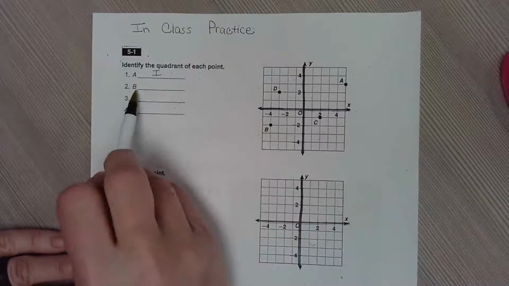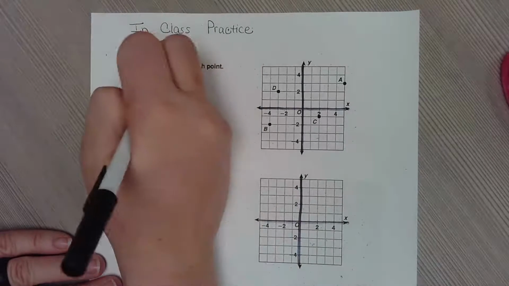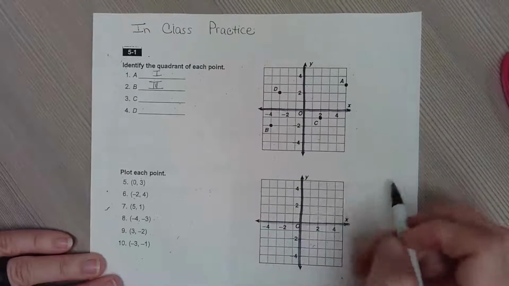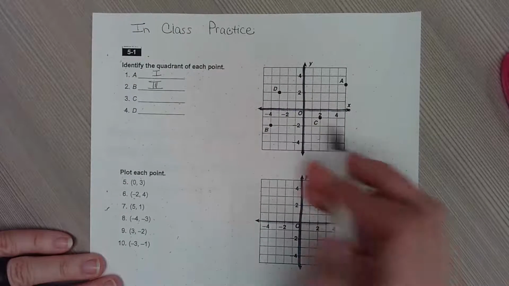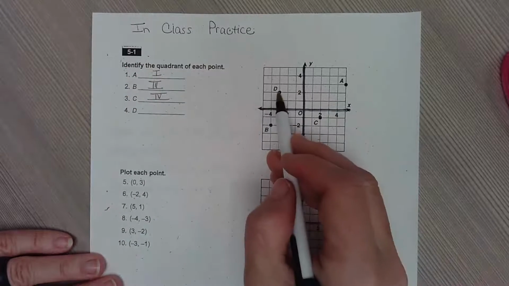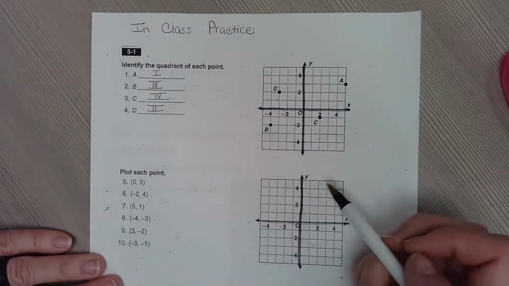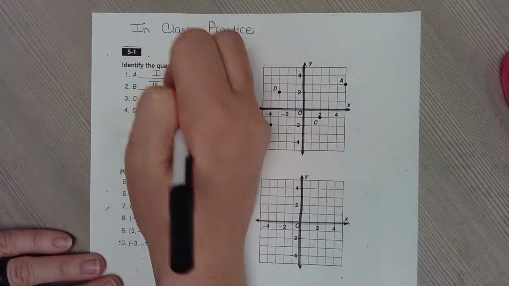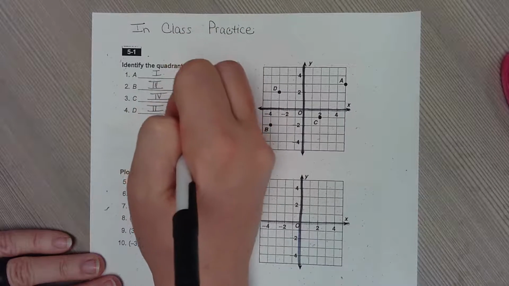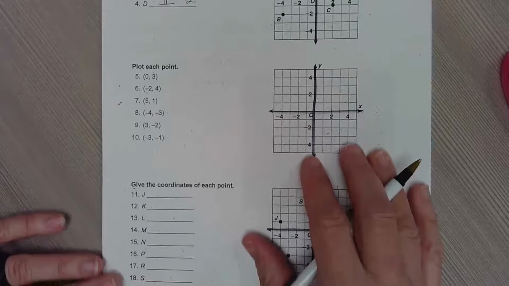All right, B. So here's B. This is quadrant 3. C. C is in quadrant 4, IV. And D is in quadrant 2. All right, so again, I would prefer you use Roman numerals, but if you have 1, 3, 4, 2, then you did at least identify the quadrant correctly.